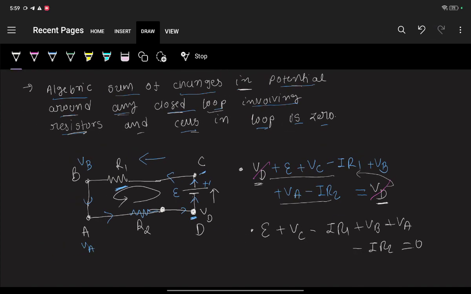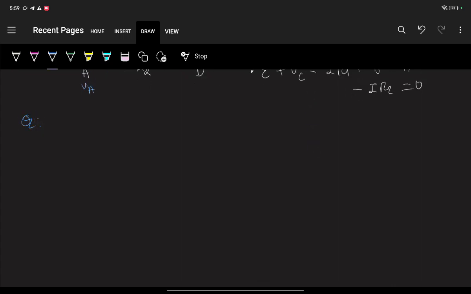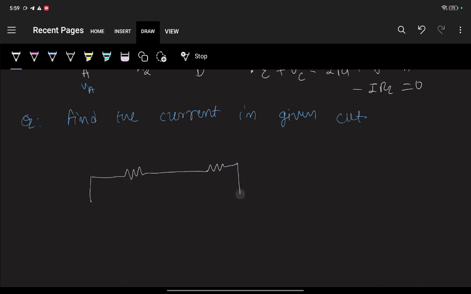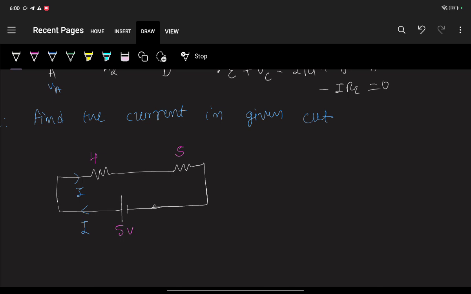Okay. Let's say there is this question. Find the current in the given circuit. The circuit is somewhat like this. By using Kirchhoff's law, we are going to find the current. This is a 5-volt battery, the resistances are 4 and 5, and we have to find the electric current using Kirchhoff's law. Otherwise we can solve it by using Ohm's law: first find the equivalent resistance and use V is equal to IR, then we get the answer. But here we want to use Kirchhoff's law.